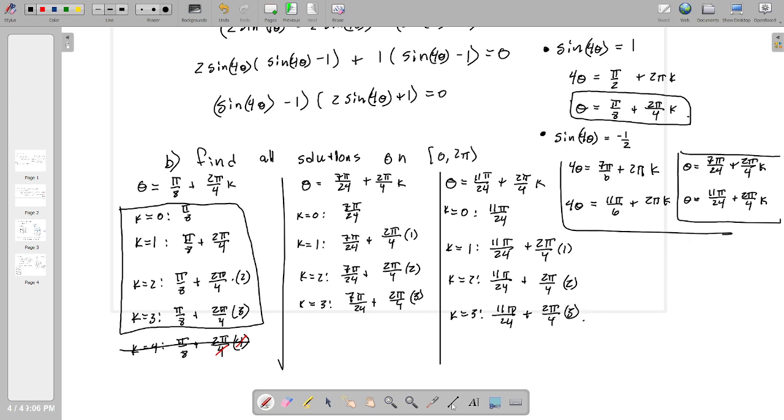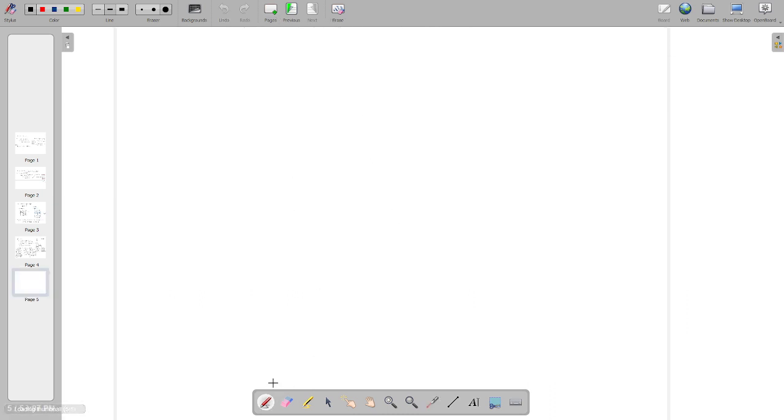And this will be all of your solutions between 0 and 2 pi. There are 12 solutions. K equals 0, 1, 2, and 3 for your first list. K is equal to 0, 1, 2, and 3 for your second list. And k is equal to 0, 1, 2, and 3 for your third list. So 12 in total, and they are all unique. These problems are tricky. That's why I wanted to walk through one.